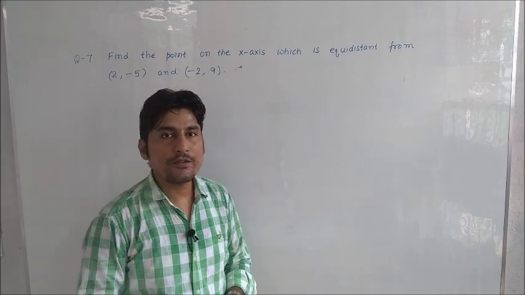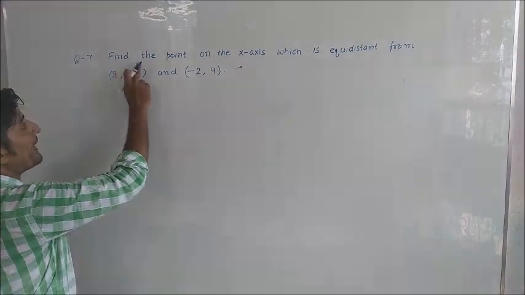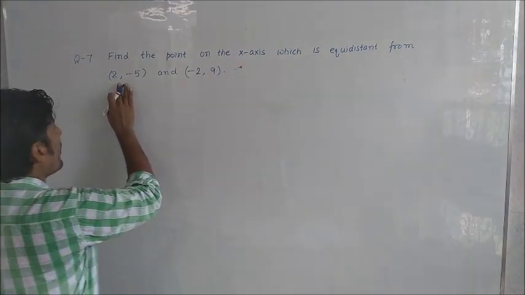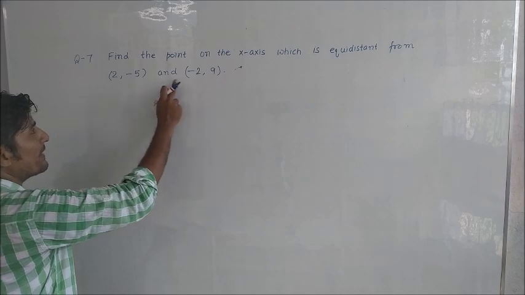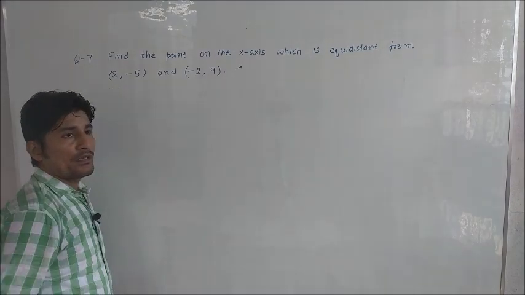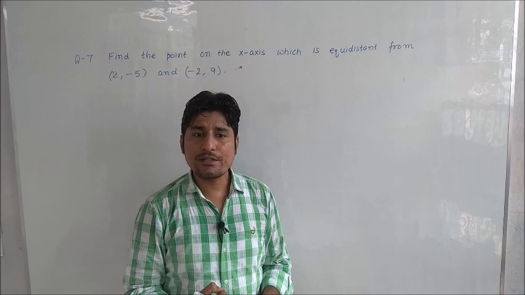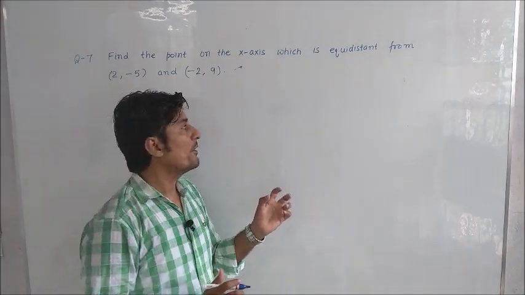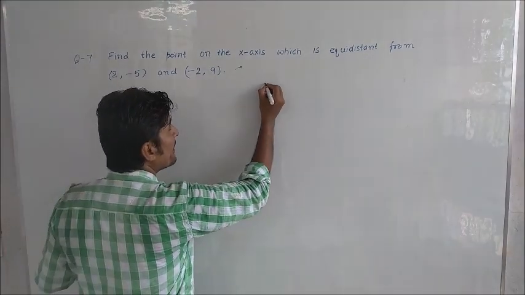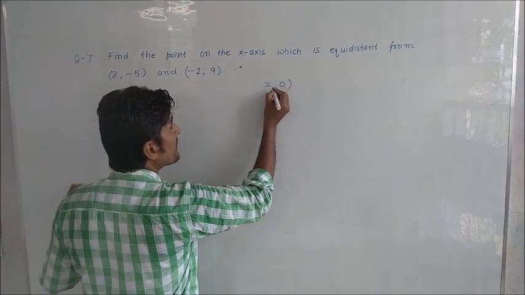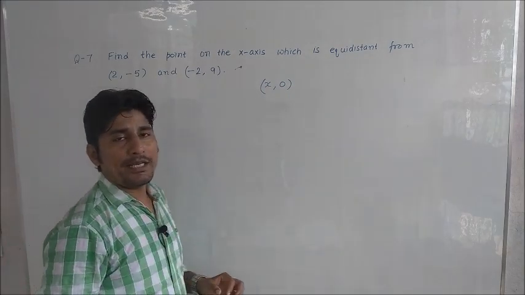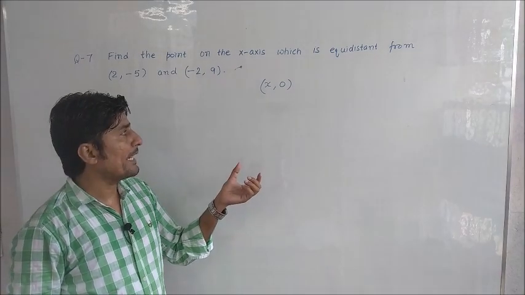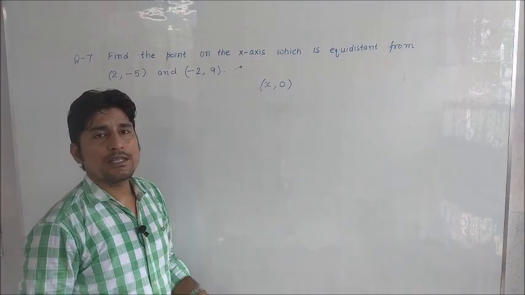Now let us see question number 7 of the same exercise. Find the point on the x-axis which is equidistant from points (2, minus 5) and (minus 2, 9). Whenever we are talking about any point on the x-axis, any point which exists on the x-axis will have the coordinate x and 0. Once again I am repeating, if any point exists on the x-axis, then the coordinate of that point will be (x, 0).